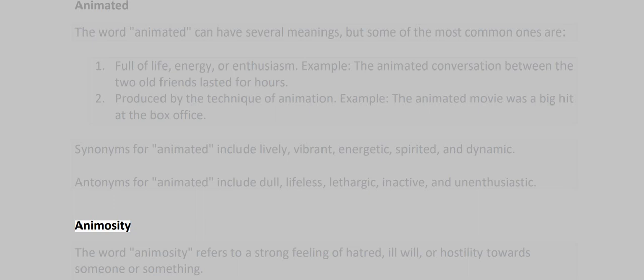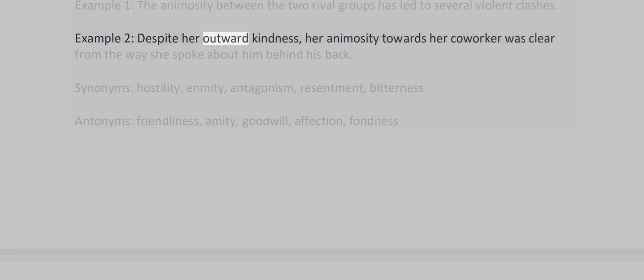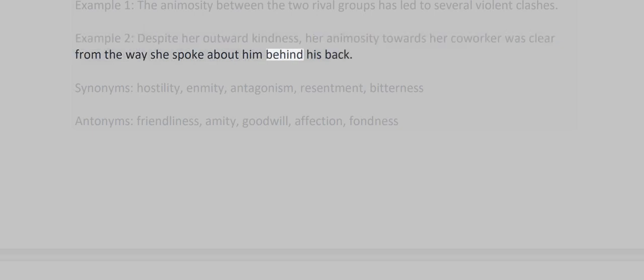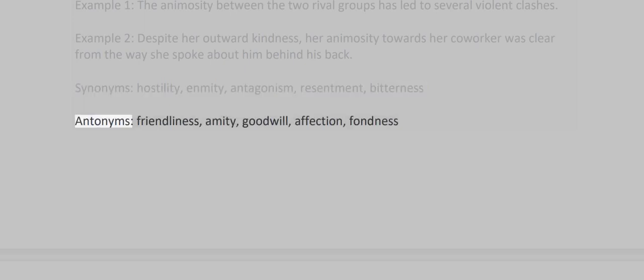Animosity. The word animosity refers to a strong feeling of hatred, ill will, or hostility towards someone or something. Example 1: The animosity between the two rival groups has led to several violent clashes. Example 2: Despite her outward kindness, her animosity towards her coworker was clear from the way she spoke about him behind his back. Synonyms: hostility, enmity, antagonism, resentment, bitterness. Antonyms: friendliness, amity, goodwill, affection, fondness.